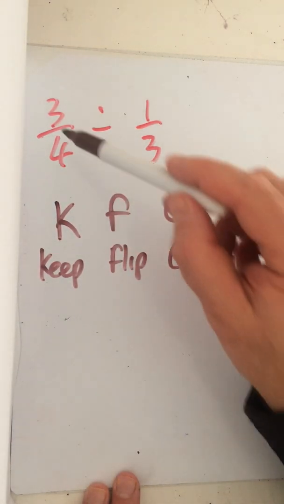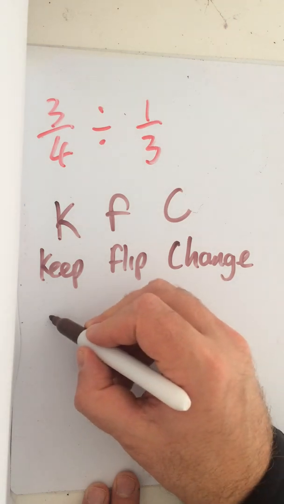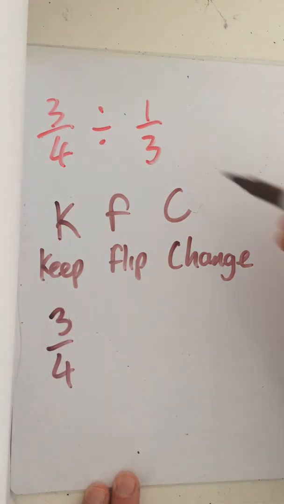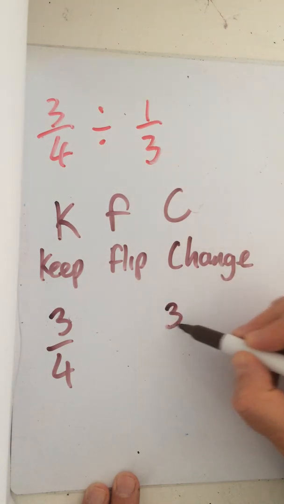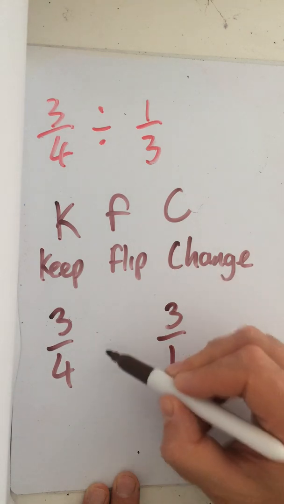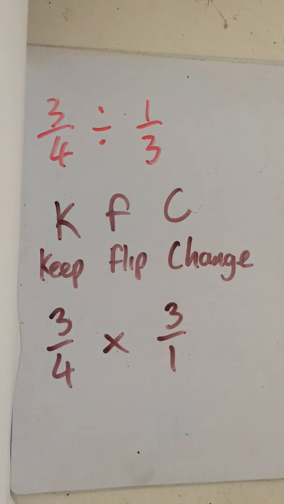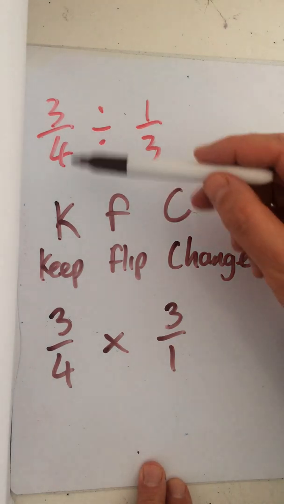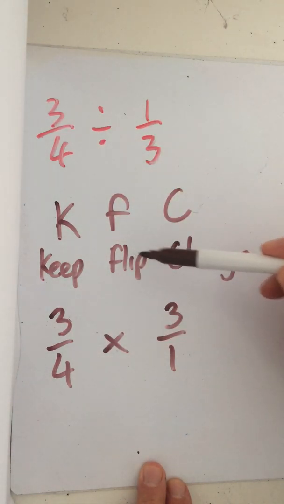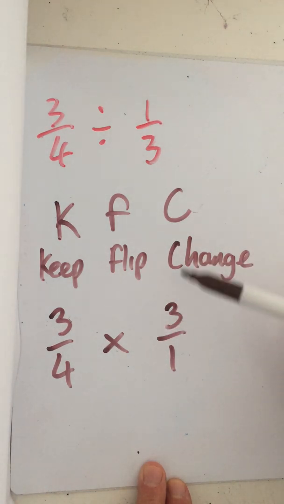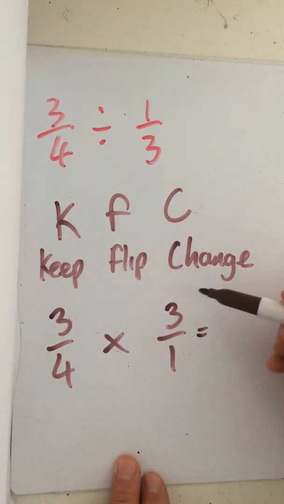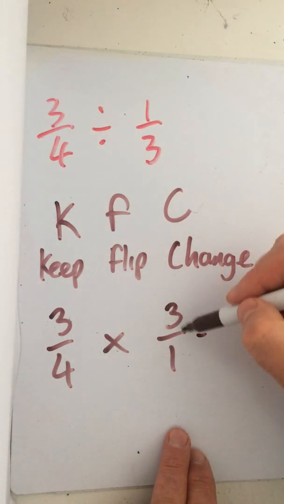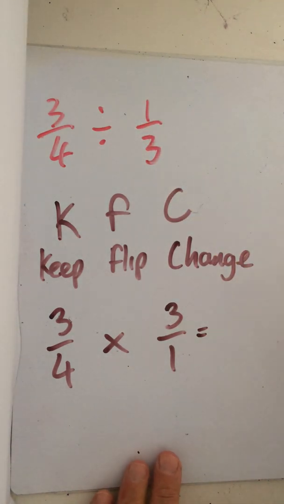So this is the rule. We keep the first one exactly the same, 3/4. We flip the second one, so instead of 1 over 3 it becomes 3 over 1, and we change the sign to a multiply. Okay, and then we just times it out like we normally would. So keep the first one, flip the second one, and then change it to a multiplication. Then we just work it out, because by swapping this and then changing the sign, we can get the answer for it.